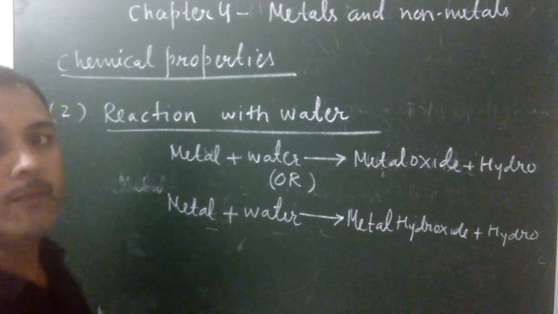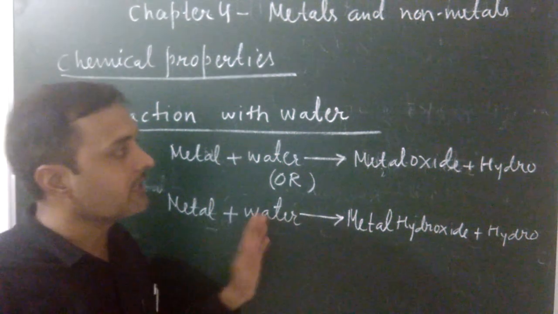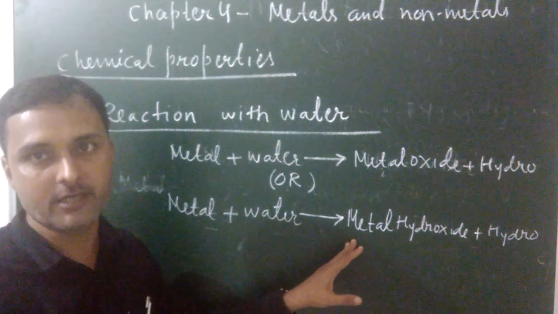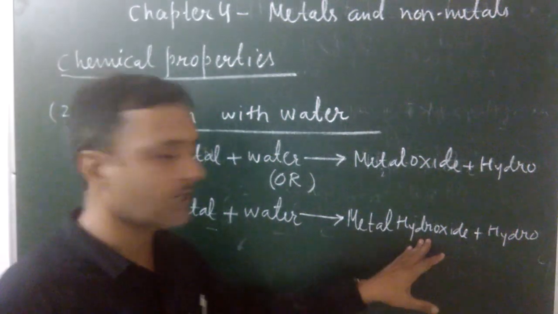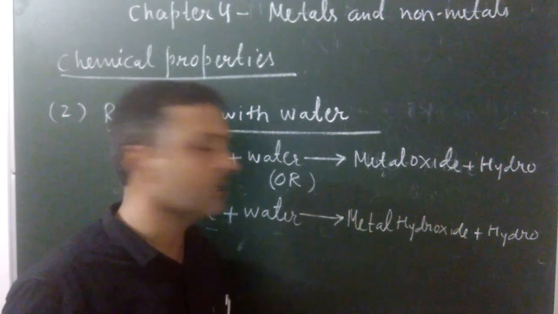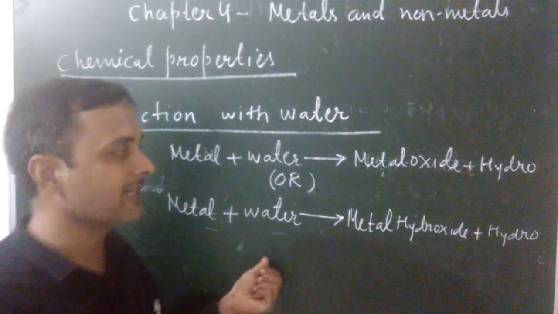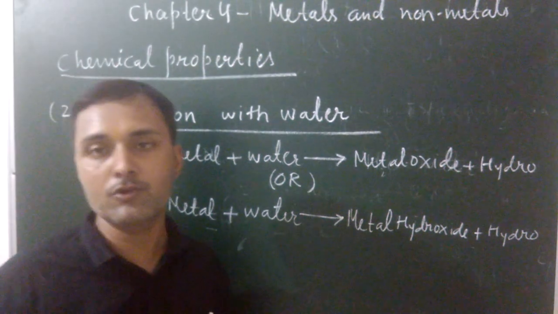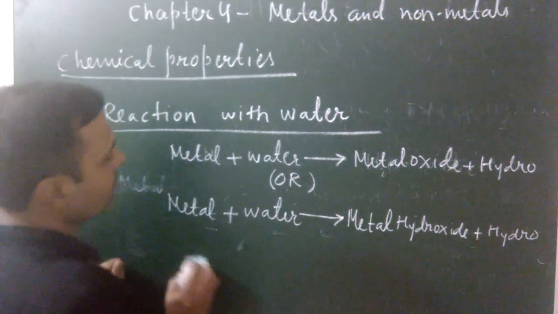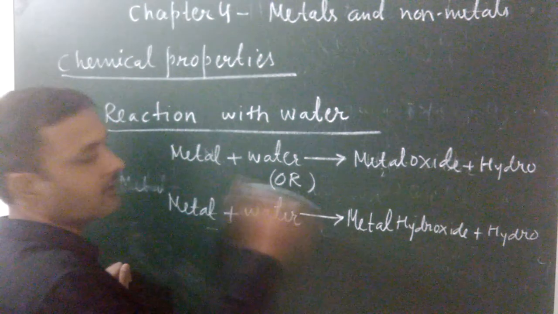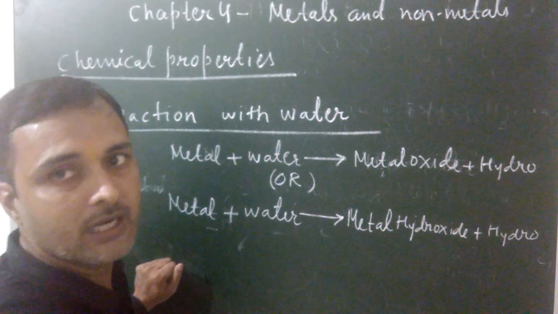So what happens? When a metal reacts with water, it gives either metal oxide or metal hydroxide. When oxygen is present with the metal, it is known as metal oxide. When OH is present with the metal, it is known as metal hydroxide. Now these three metals will react with water and give metal hydroxide. It is given in your book. The first metal is sodium, second is magnesium, and third is zinc. Now see the reactions of the metals with water one by one. What are the products? Either metal oxides or metal hydroxide.